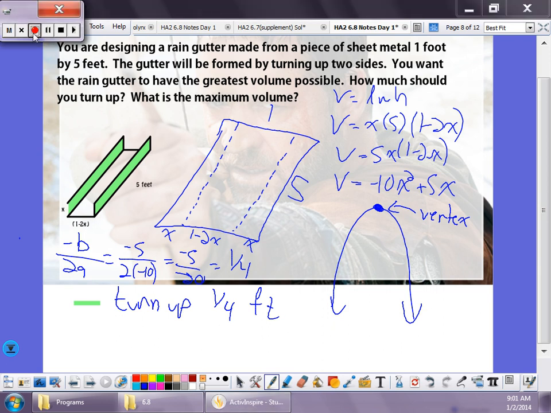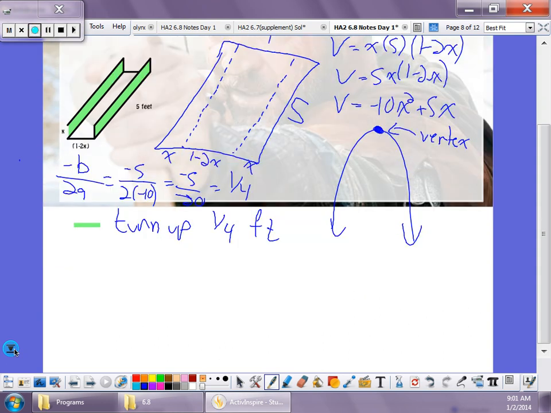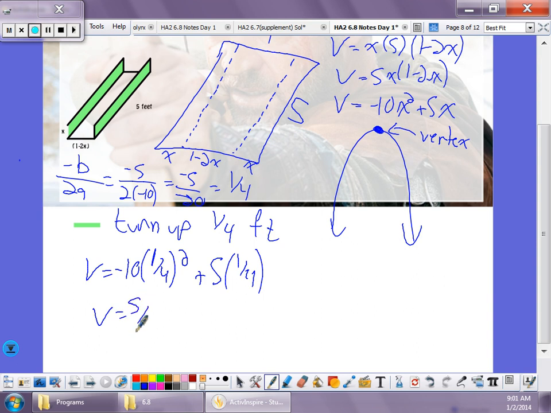And how do you think you could find the maximum volume? So to find the maximum volume, you just find the y value. So you just plug 1/4 back in here. So V equals negative 10 times 1/4 squared plus 5 times 1/4, and you end up getting 5/8 feet squared.